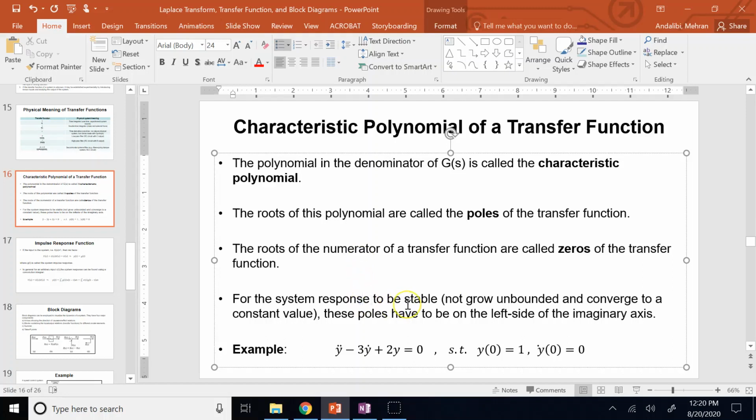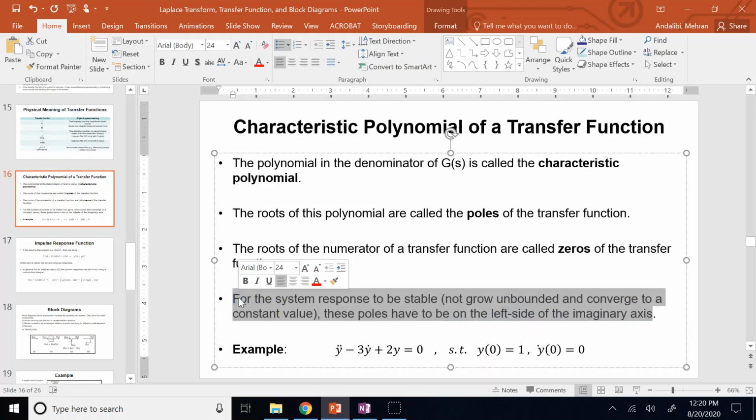If you want the response of the system to some input to be stable, stable means what? It means the output does not grow unbounded, does not go to infinity, and converges to a constant value. Then the poles of the transfer function have to have negative real parts, or they have to stay on the left side of the imaginary axis. Okay, that is very important. So let's talk about all of this.